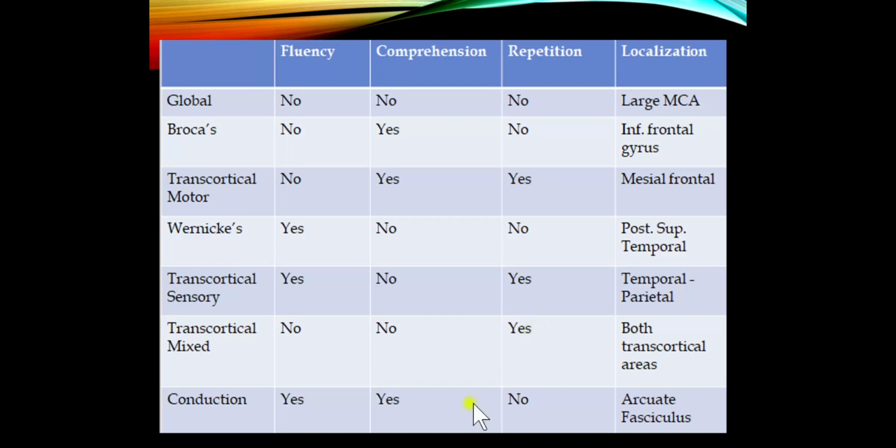Okay? And remember, if we have an isolated lesion of the arcuate fasciculus, these patients are pretty fluent, they understand pretty well. Their main deficit is they can't repeat sentences.